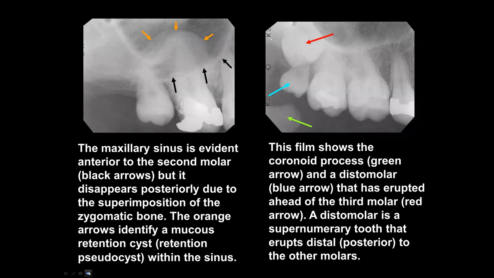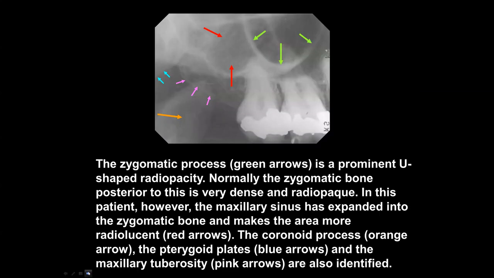Here there is a slight radiopacity attached to the floor of the maxillary sinus. That is usually a mucus retention cyst associated with the maxillary sinus. In the second radiograph, you can see a supernumerary tooth. In this radiograph, the green arrow indicates the malar process. The pink arrow shows the maxillary tuberosity, whereas the orange arrow shows the coronoid process, and the blue arrow indicates the pterygoid plates.